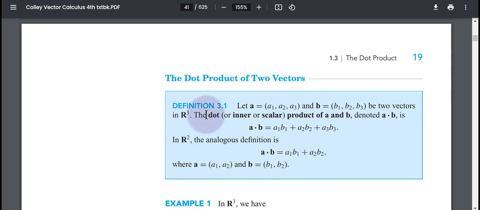So one thing that is important to note is that when you take the dot product of two vectors, you don't get a vector as the result, because this is just a number, right? A1 and B1 are both numbers, so when you multiply them, you get a number. And same thing with A2 and B2, you get a number. And same thing with A3 and B3, you get a number. When you add three numbers, you get a number, not a vector. So the dot product gives you a number. So you don't get a vector.